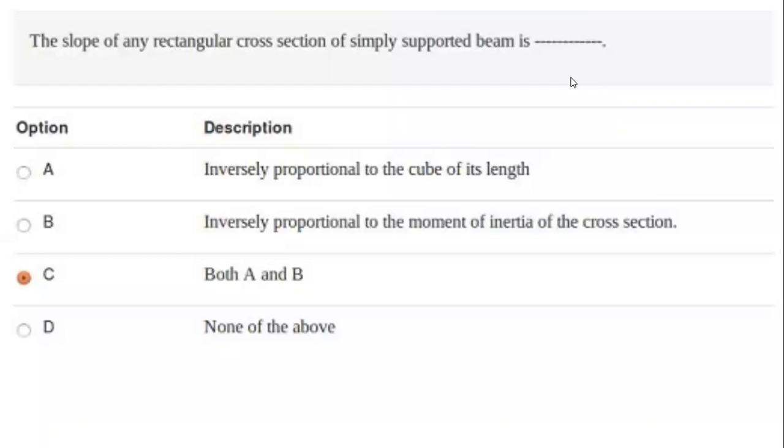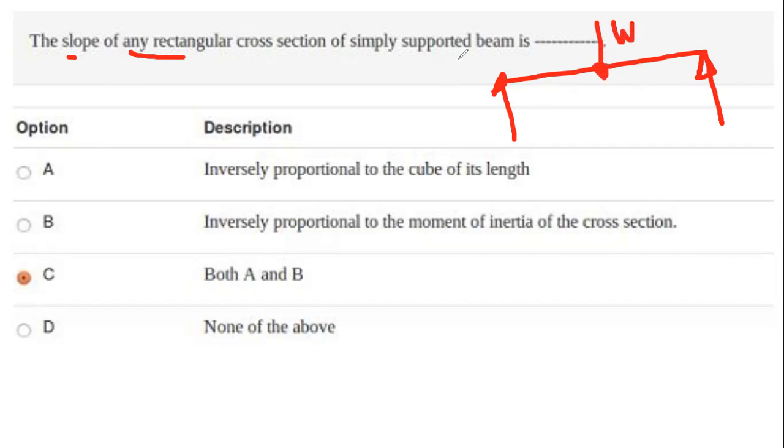So the MCQ is: slope of any rectangular cross section of simply supported beam is, and the four different options are given. So they have asked for slope for rectangular section for simply supported beam. So we will consider one simple standard case, simply supported beam subjected to say central point load. For this particular case, the value of slope at A, that will be theta A, is given by the formula WL square by 16 EI.